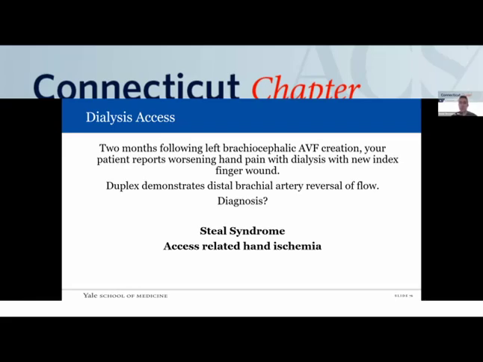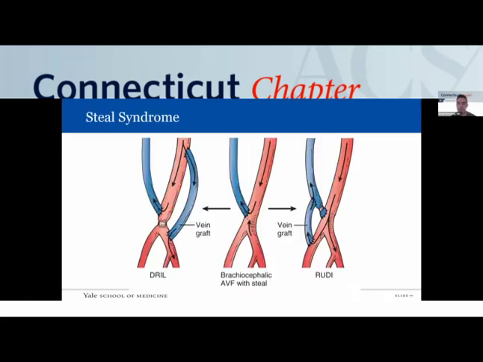Let's say you have a patient who's had a previous brachiocephalic AV fistula, who now has worsening hand pain with dialysis and a finger wound, and there's reversal of flow. So this is Steal syndrome, or dialysis access-related hand ischemia. There are a few different options for this. DRIL is very well represented on the ABSITE for whatever reason.